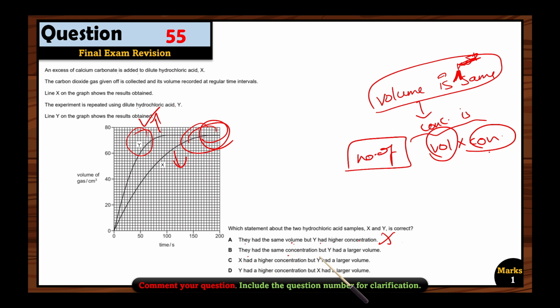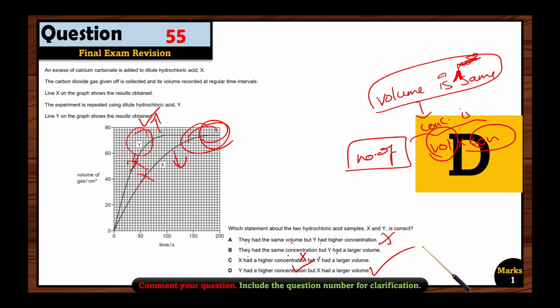They had the same concentration but Y had a larger volume? No, they don't have the same concentration, because the rate of reaction depends on the concentration. So Y has higher concentration. Only Y concentration is the right answer. The X had a higher concentration, wrong. Y had a higher concentration, yes, that's right. But X has a larger volume, yes, this one is right. So option D is the right option. How? I can explain it.